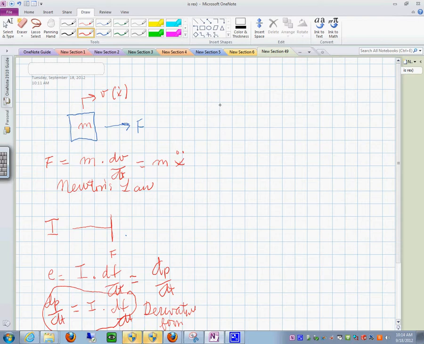But you can also have it like this, where the output F is equal to, with the I element being the mass, 1 over m times the integral of e dt. This is called the integral form. Do you remember what this is called in the E110 class? This is called the impulse momentum form.